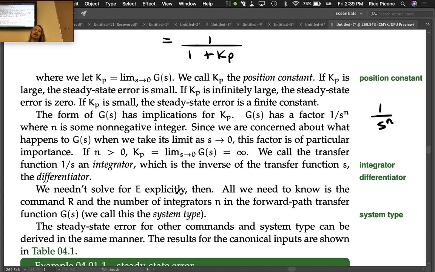We needn't solve for e explicitly then. All we need to know is the command r and the number of integrators n in the forward path transfer function G(s). We call this the system type. So the number of integrators is the system type. 0 integrators, type 0. 1 integrator, type 1. 2 integrators, type 2.